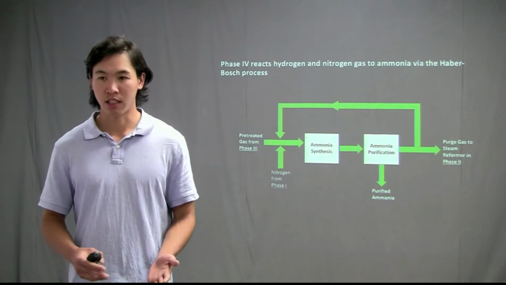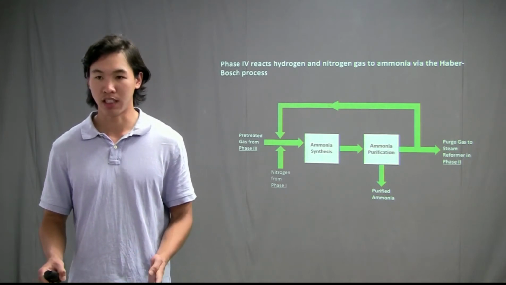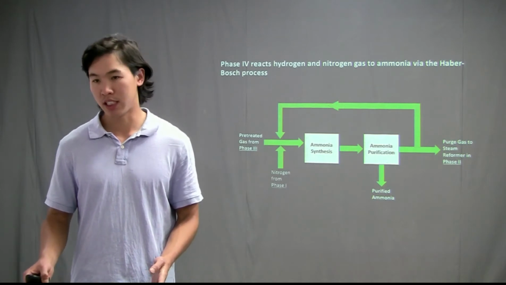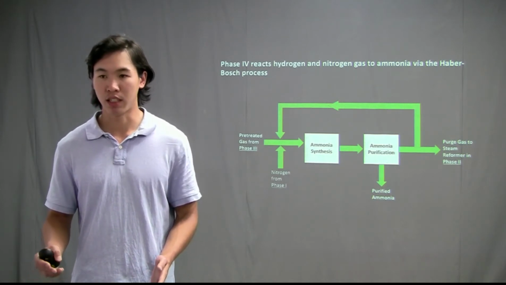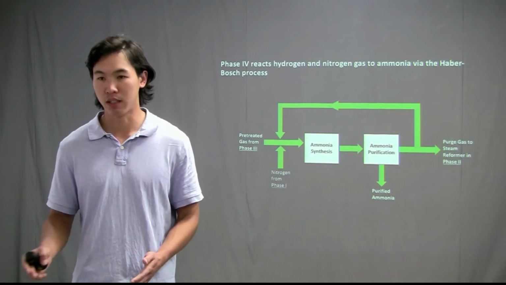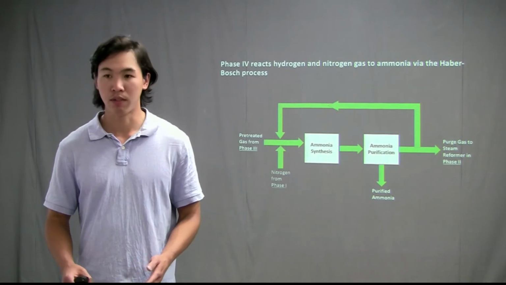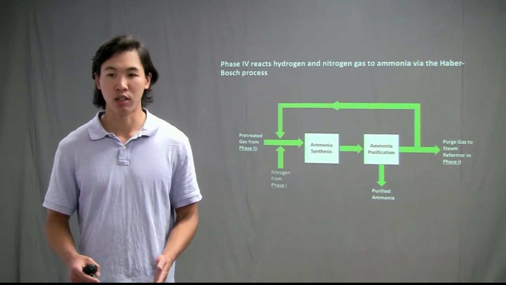Phase 4 consists of 2 processes: ammonia synthesis and ammonia purification. Ammonia synthesis utilizes a high temperature and pressure Haber-Bosch process to convert hydrogen and nitrogen to ammonia. Following ammonia synthesis, a cryogenic liquid vapor separator is needed to drop out liquefied ammonia product.